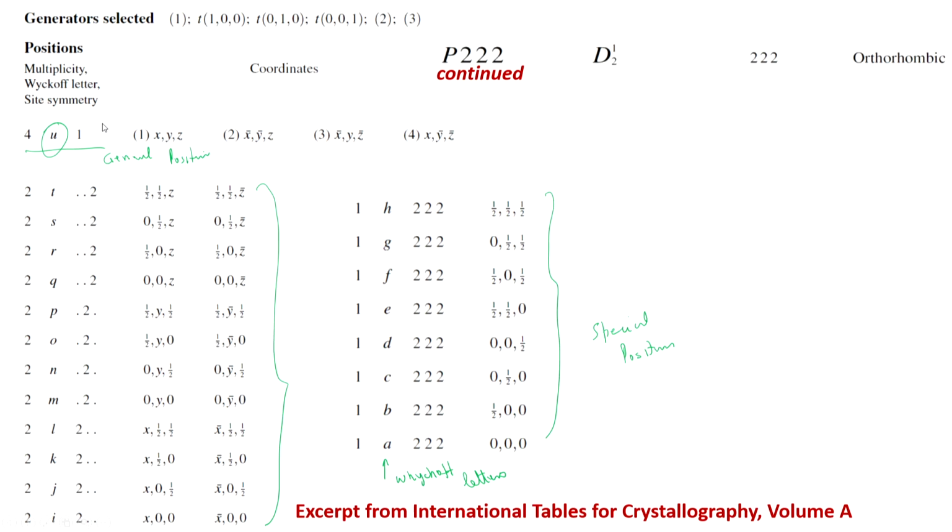And you can see that you have multiplicity of 1, where the special position lies on the intersection of the 3 twofold axes, or you will have special position of 2 if the position is on a twofold axis, and then of course, at a site symmetry of 1, which means no symmetry, you have the general position multiplicity of 4.